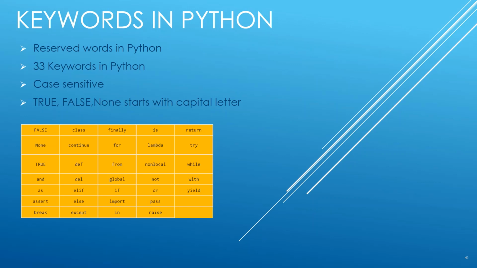Then we have for, for the loops. Then we have lambda. It's an anonymous function we will see in the following class. Then we have try, True, def. Def is used to define the function, from, nonlocal, while. So like that we have 33 keywords. So that's about the keywords.